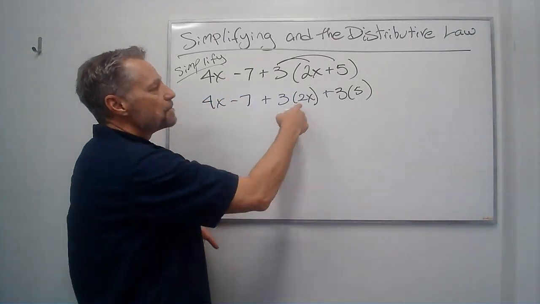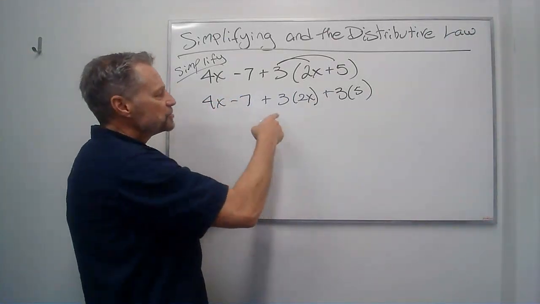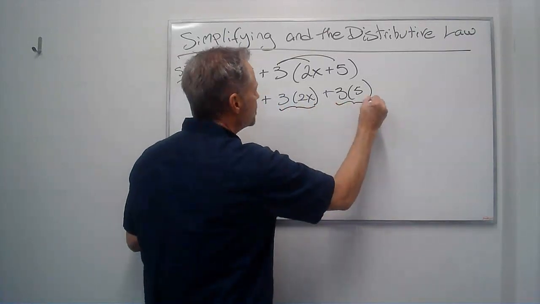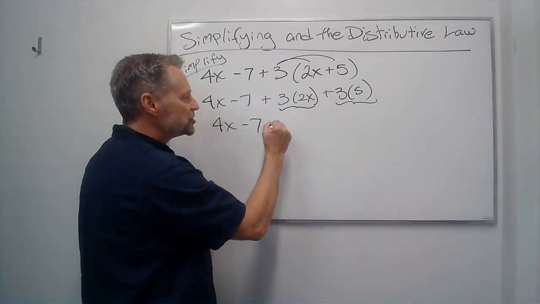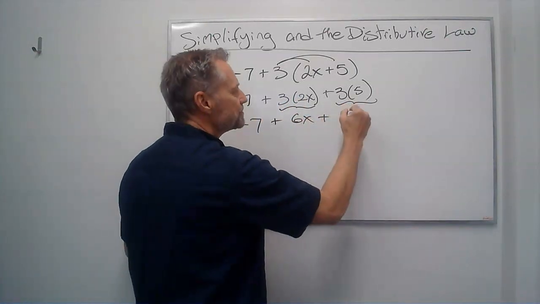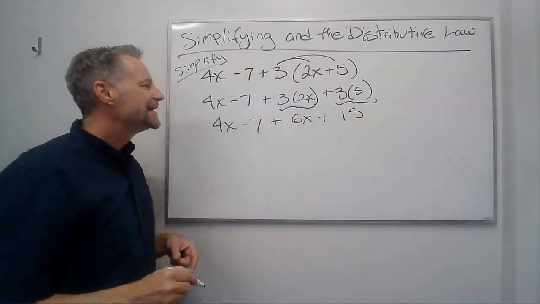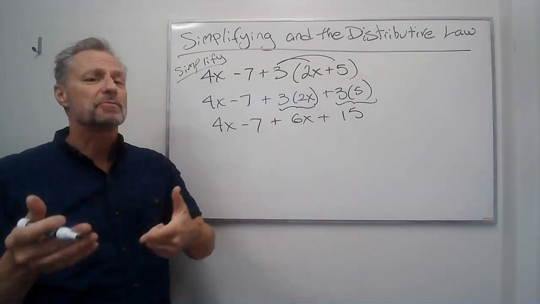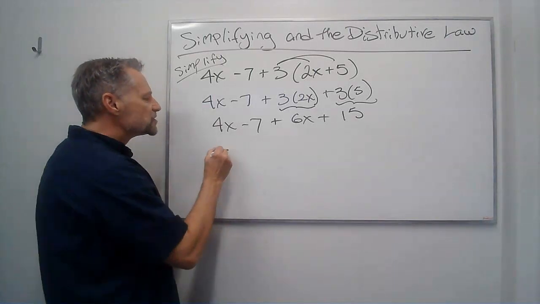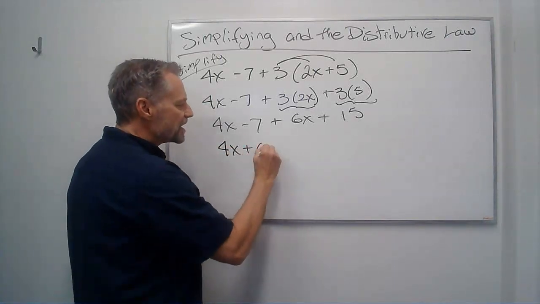Well, multiplication comes before addition or subtraction, so I'm going to do these and I'm going to do those. 4x minus 7, 3 times 2x is 6x, 3 times 5 is 15. Now I can combine like terms. The 4x and the 6x are like terms because they both have just x to the first power. So I'm going to combine those together.